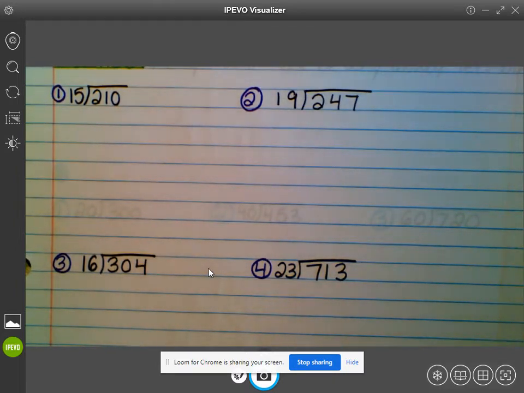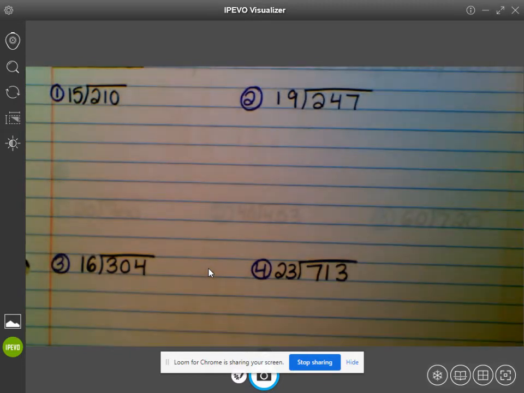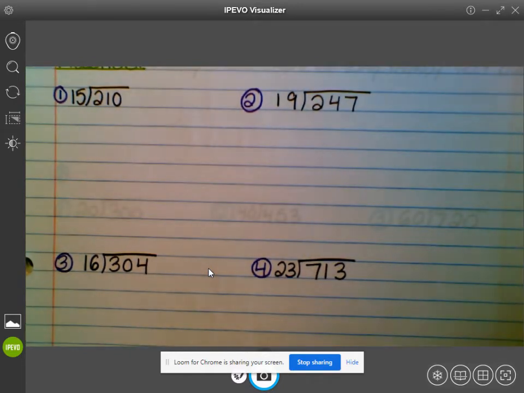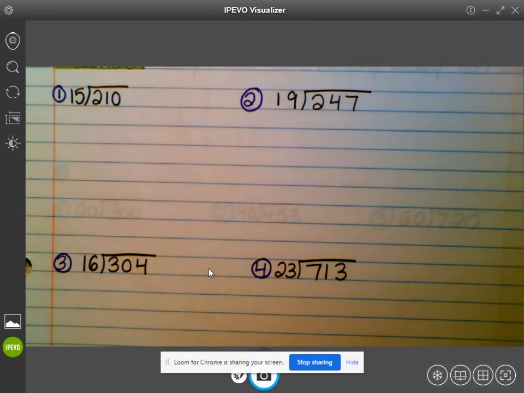Thumbs up on your desk when you've got these down. Okay, give you another moment to finish up if you're still finishing it up. Okay, number 4 is 713 divided by 23. I know that one's a little blurrier. Darker. Oh, my screen, it's not.